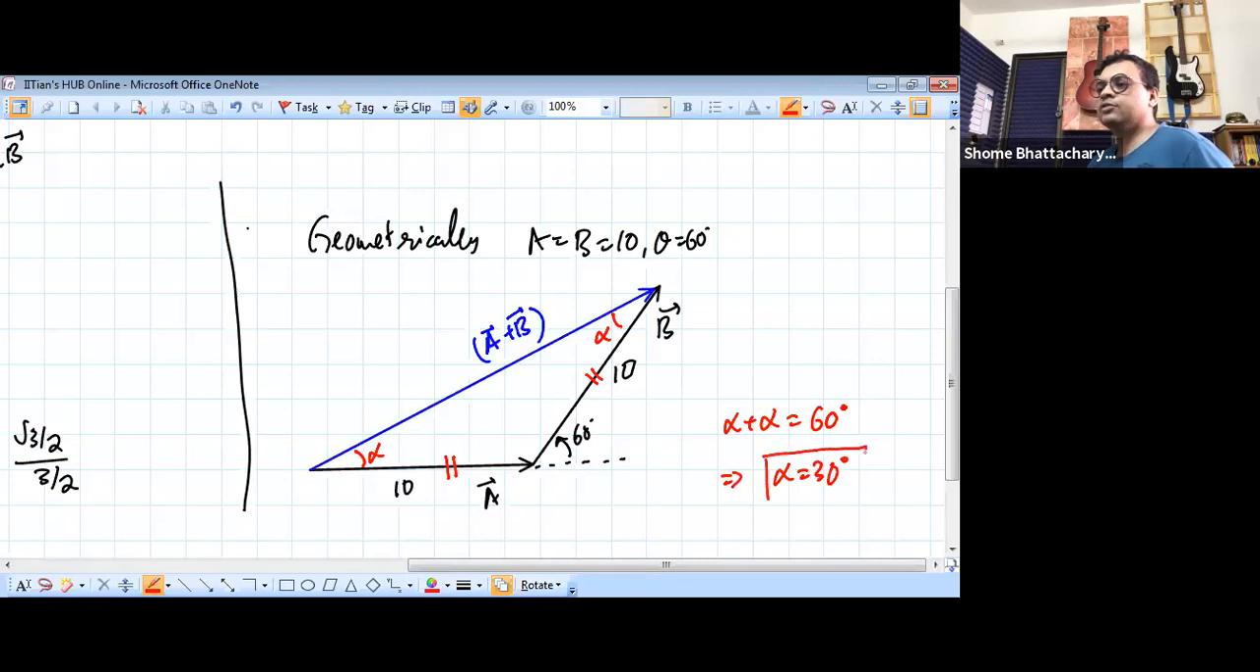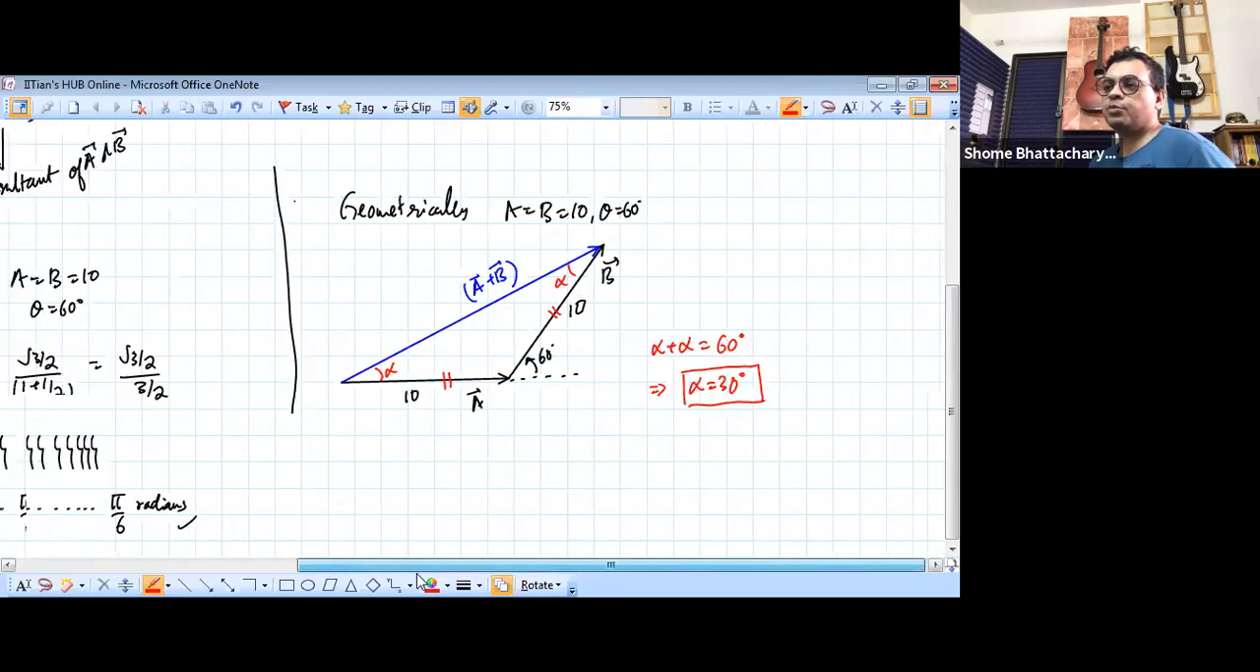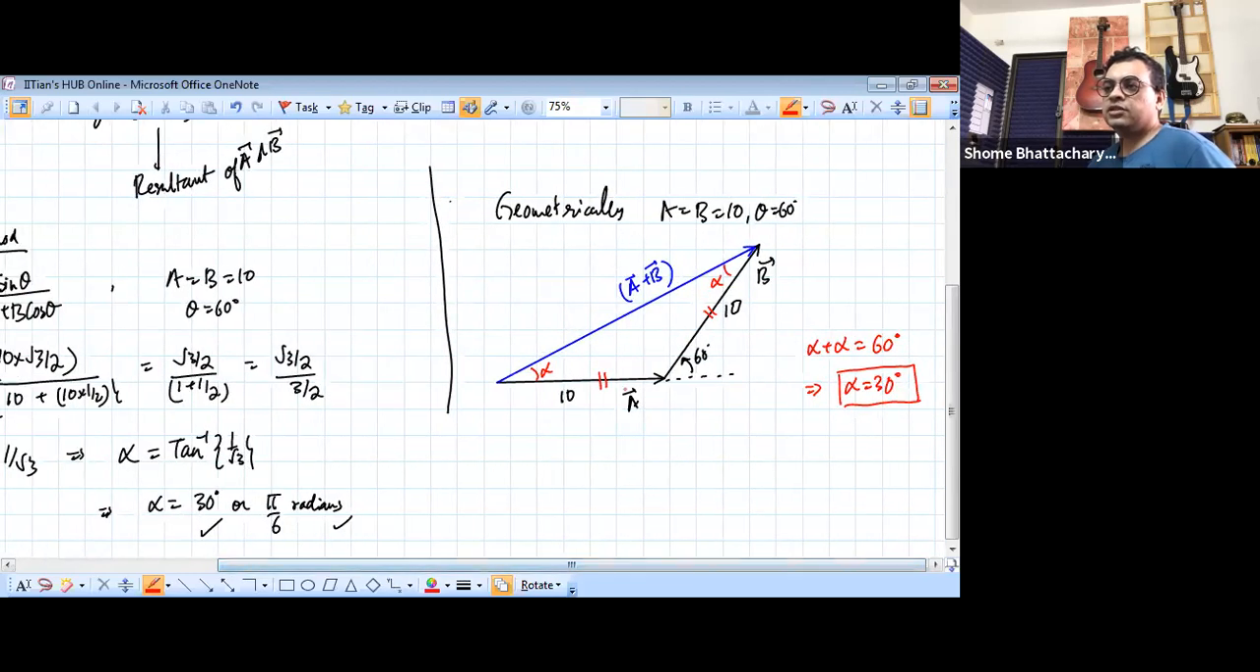So you can take advantage of the fact that because mod A is equal to mod B, this is what is happening. You're getting an isosceles triangle and I'm making use of the property of isosceles triangle. You can see it's an even easier method of finding that angle by the geometrical method. Because it's an isosceles triangle, it's coming out to be an easy method.